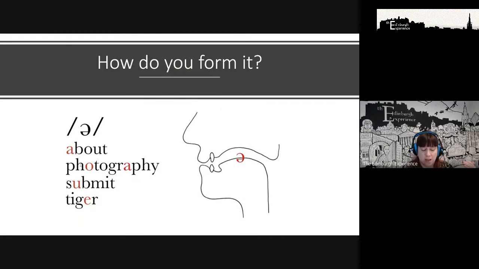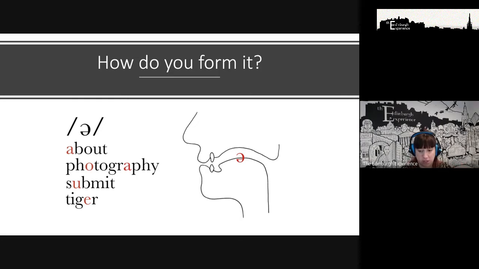So if we want to form the schwa, like I said before, it's this totally neutral vowel. So you see that your lips aren't doing anything. Your teeth, this is your tongue. Your teeth are not near your tongue or anywhere like that. It's right in the middle, okay? And your jaw here isn't open or closed. It's just relaxed, yeah? So you shouldn't be making any strange shapes.